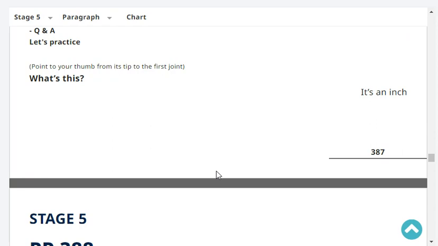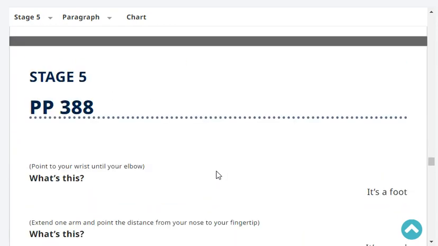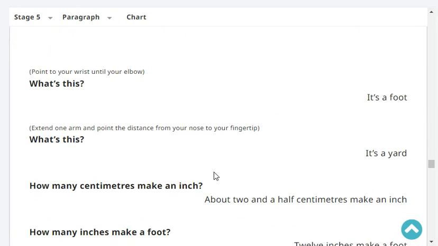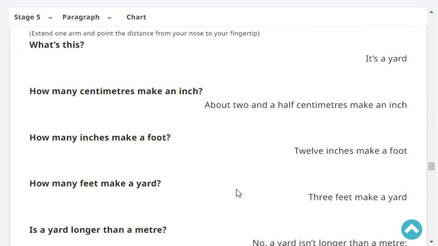Okay, what's this? It's an inch. Very good. What's this? It's a foot. What's this? It's a yard. How many centimeters make an inch? About 2.5 centimeters make an inch.